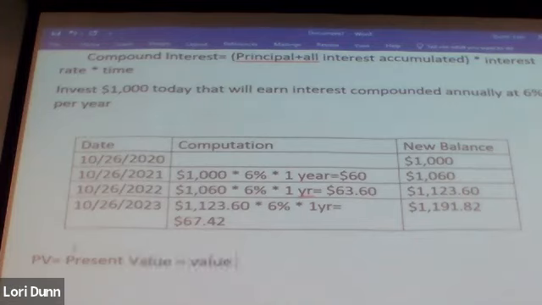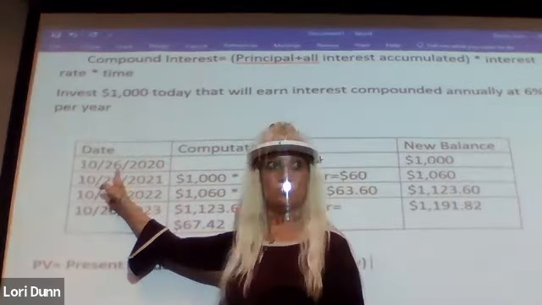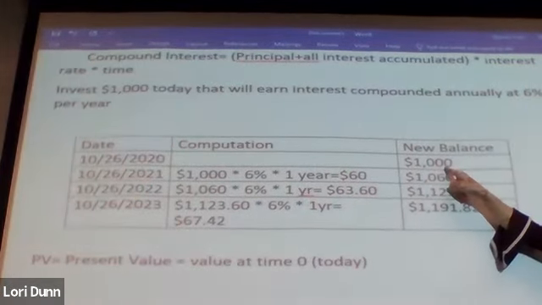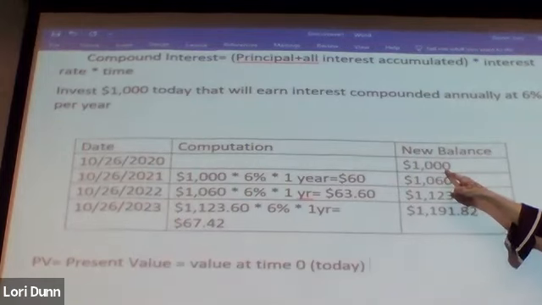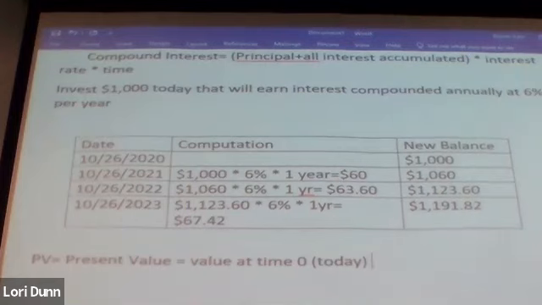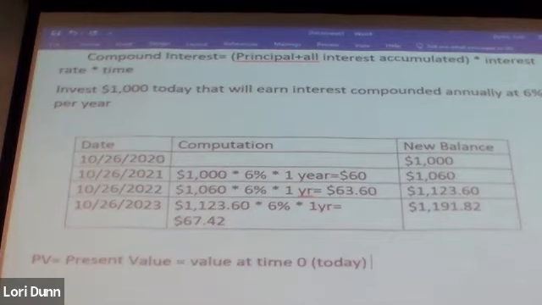And that is essentially your value at what we call time 0 or today. So our present value is today, 10/26 of 2020. So in our problem, that's our time 0 value. The day you make that investment, today, $1,000. So that's the value of this, the very first day.